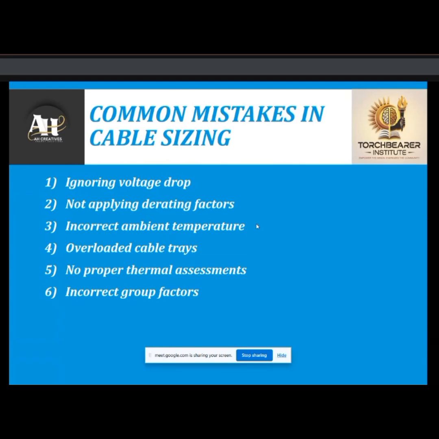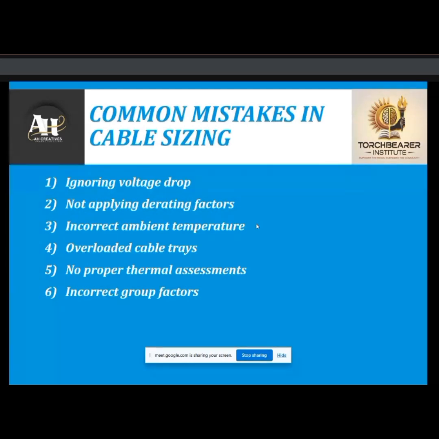If we perform the thermal assessment and the software tells us that the temperature of the cables is rising above 90 degrees, like 95 or 94, the cable size is not proper, so we have to increase our cable size. So the thermal assessment is a very important factor for power plant cable sizing.